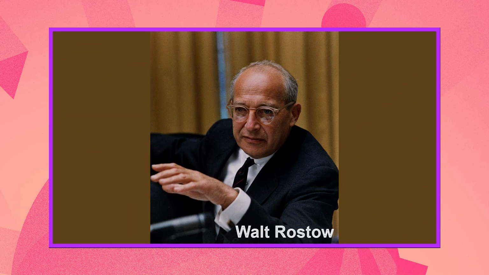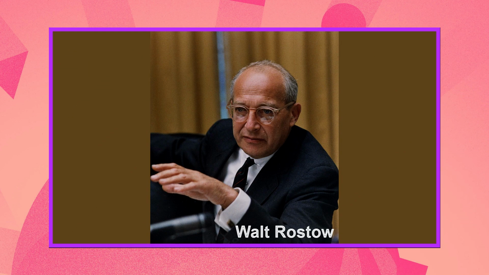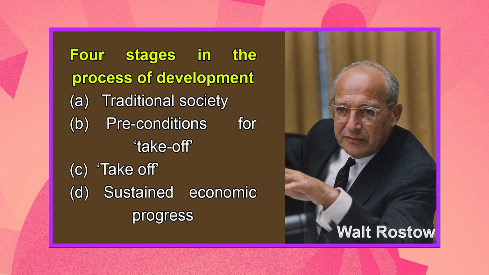Rostow sees development in terms of modernizing a basically traditional society or a subsistence sector of a developing society with the aim of attaining sustained growth. He also regards 4 stages as essential in delineating the process of development. First, the traditional society. Second, the precondition for takeoff. Third, the takeoff. And fourth, sustained economic progress.